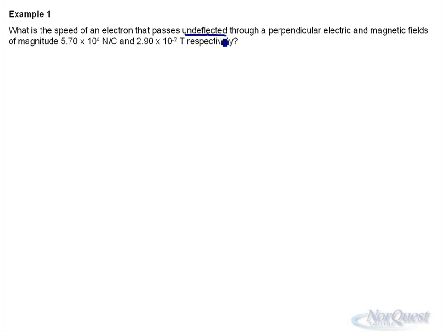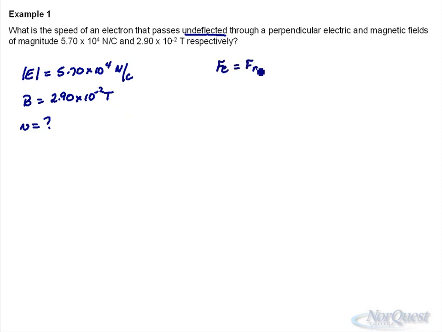Since this thing is passing through undeflected, we have an electric field. So I'll write that down here as 5.70 times 10 to the 4 newtons per coulomb. I have a magnetic field here of 2.90 times 10 to the negative 2 Tesla. We're looking for velocity. So if it's going to pass through undeflected, start with the two forces that are going to be balanced. So we know that Fe in between parallel plates is electric field times charge, off our formula sheet, and the magnetic force of a charged particle is qvB.